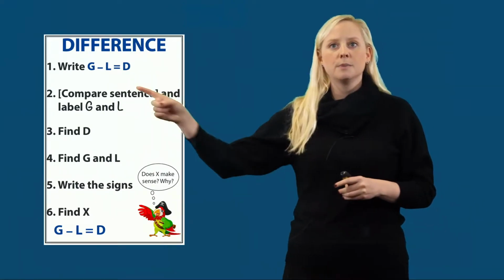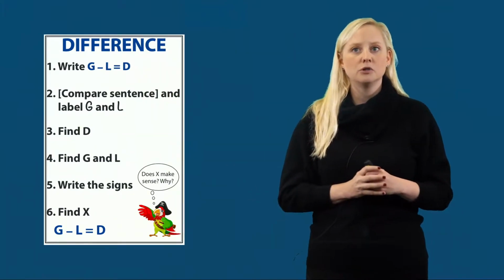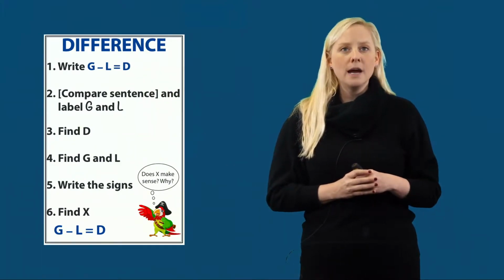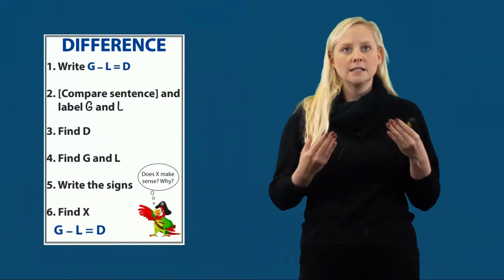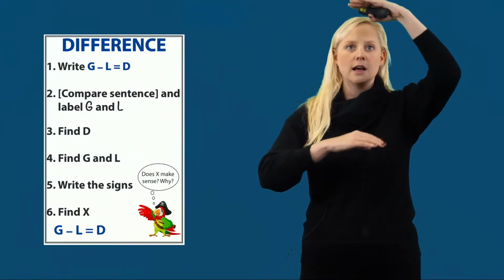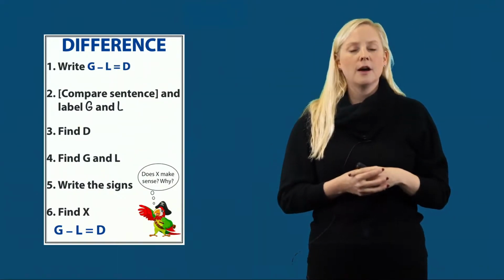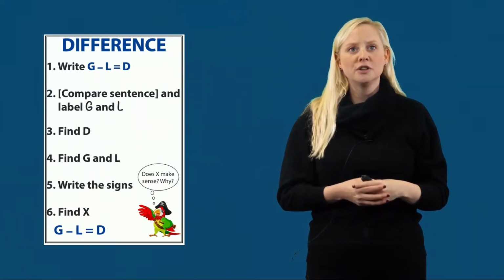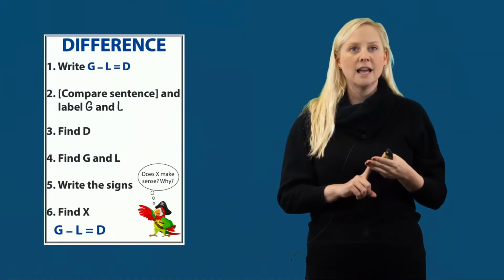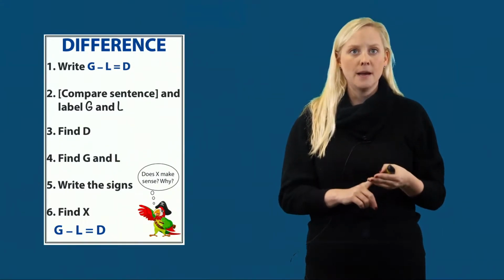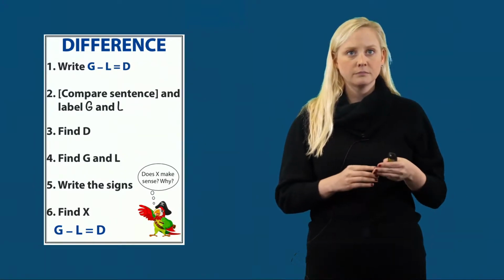Step 2 is bracket. You'll see right here these brackets. Bracket the comparison and label G and L. Our comparison is a sentence that helps students because it tells them that we have an amount that's greater, an amount that's less, and we're comparing. We teach students to identify the compare word. We teach students that the compare words are words like more, fewer, less, and ER words that signify a comparison, such as taller, faster, or stronger.